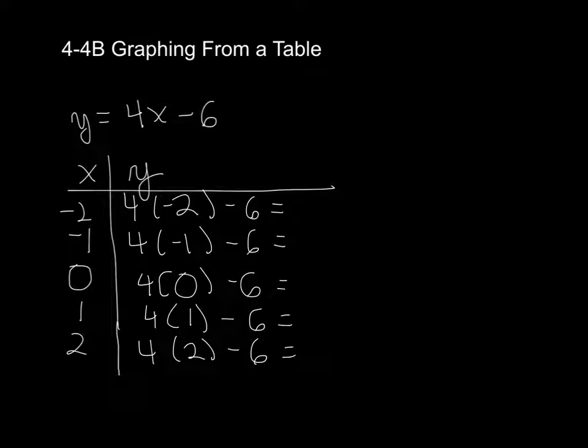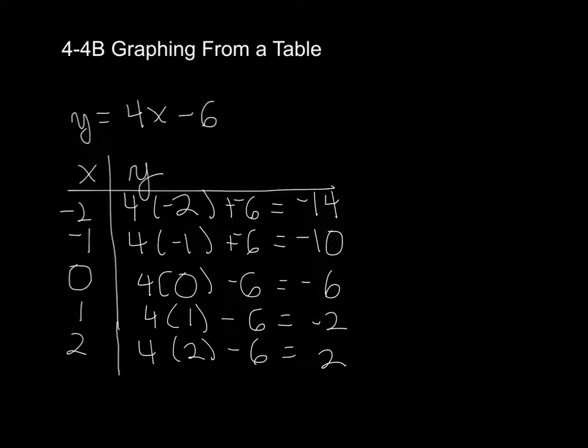4 times -2 is -8, plus a -6 is -14. 4 times -1 is -4, plus a -6 is -10. 4 times 0 minus 6 is 0 minus 6, which is -6. 4 times 1 minus 6 would be -2. 4 times 2 minus 6, that would be 8 minus 6, would be a +2.